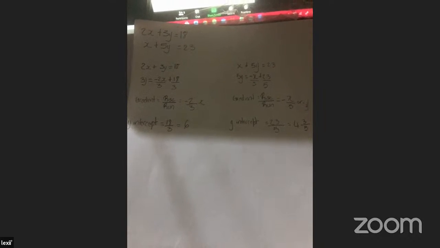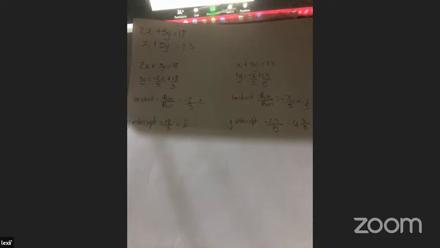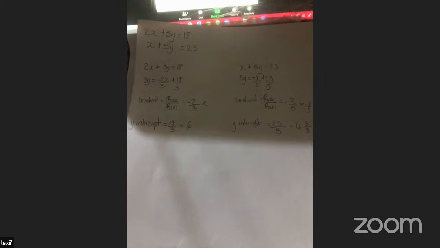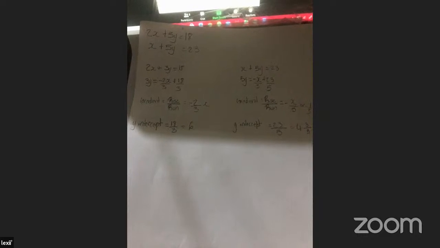All right, so 2x plus 3y equals 18. x plus 5y equals 23. So 2x plus 3y equals 18. But did you carry over the 2x? Oh, you skipped some steps. Okay, so you'd have gotten negative 2x over 3, and that you got that 6. That's the y-intercept. All right, good.